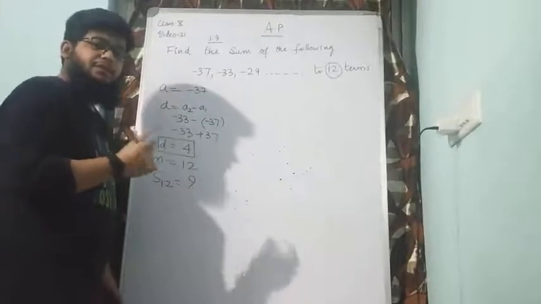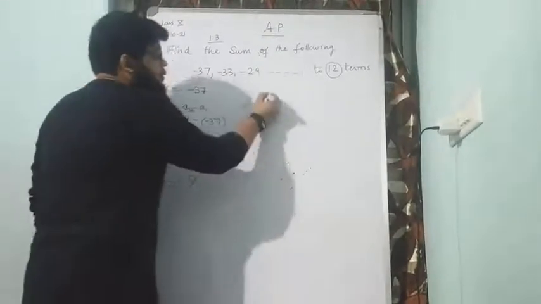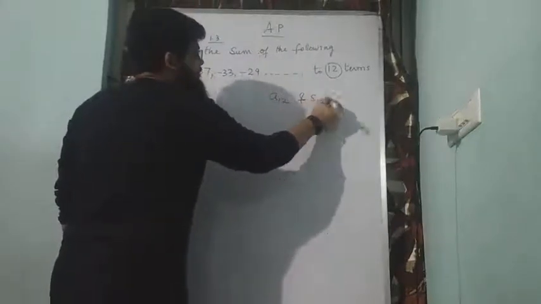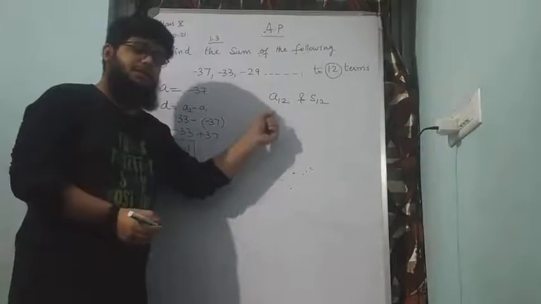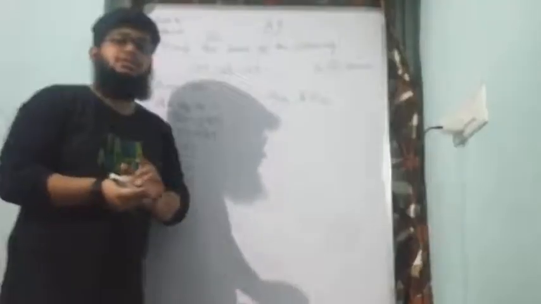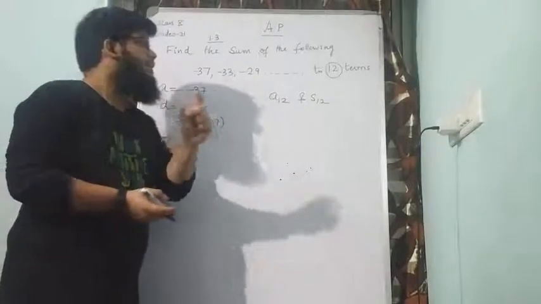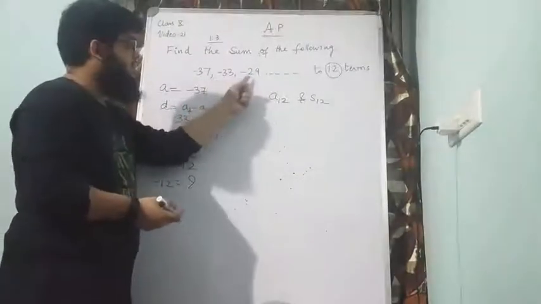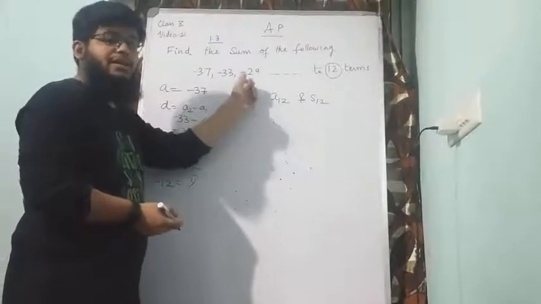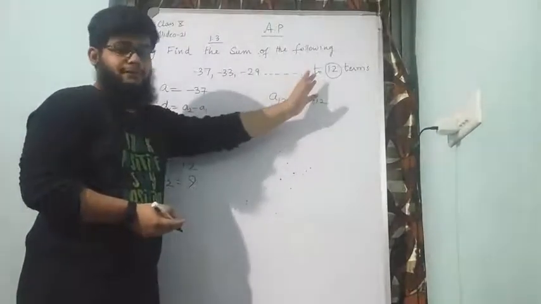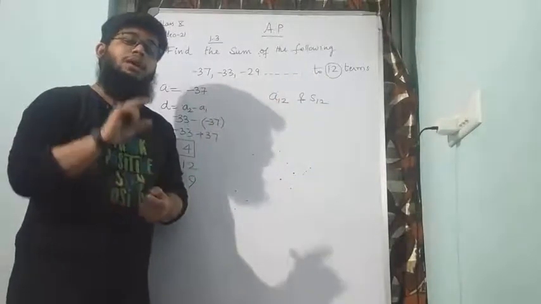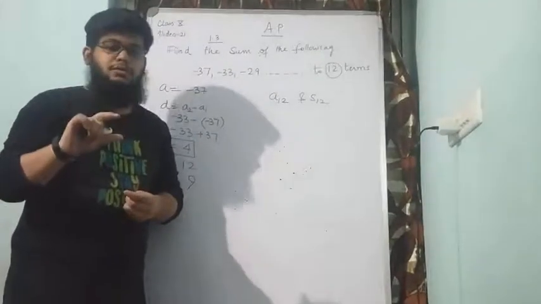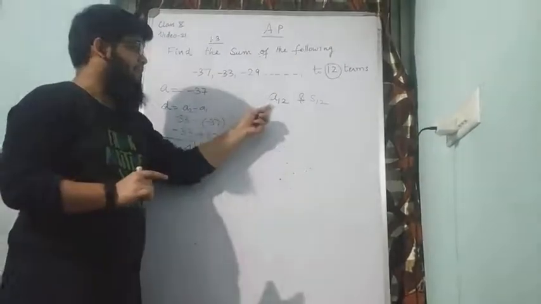Let me clarify a few things before I move on to the solution. Now, how do you differentiate between a12 and S12, right? a12 is the 12th term. 12th term means what term comes in the 12th place. Like the first term is minus 37, the second term or a2 is minus 33, the third term or a3 is minus 29. Like that, what will be the 12th term or a12? That means we are talking only about one particular term that comes in the 12th position in the AP, the 12th number represented by a12.